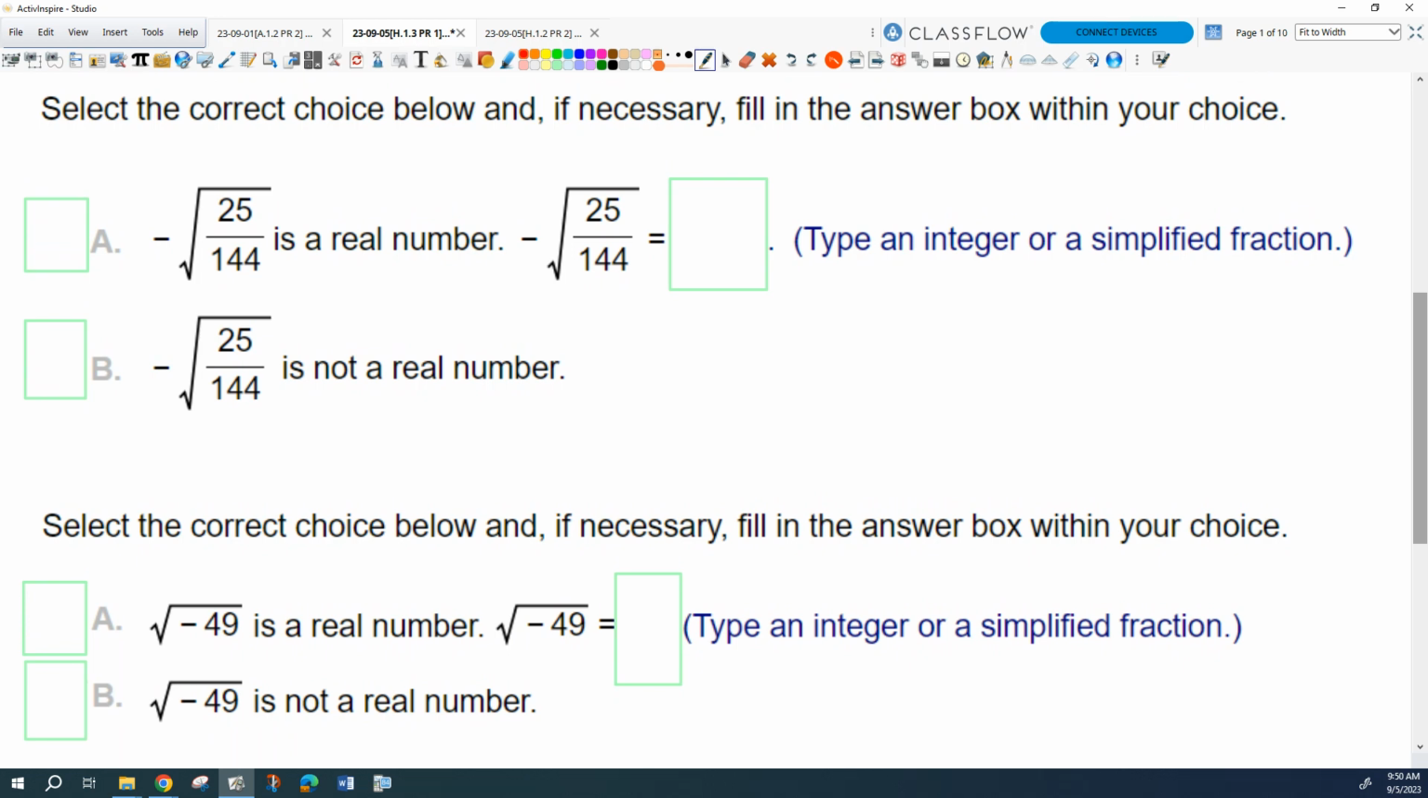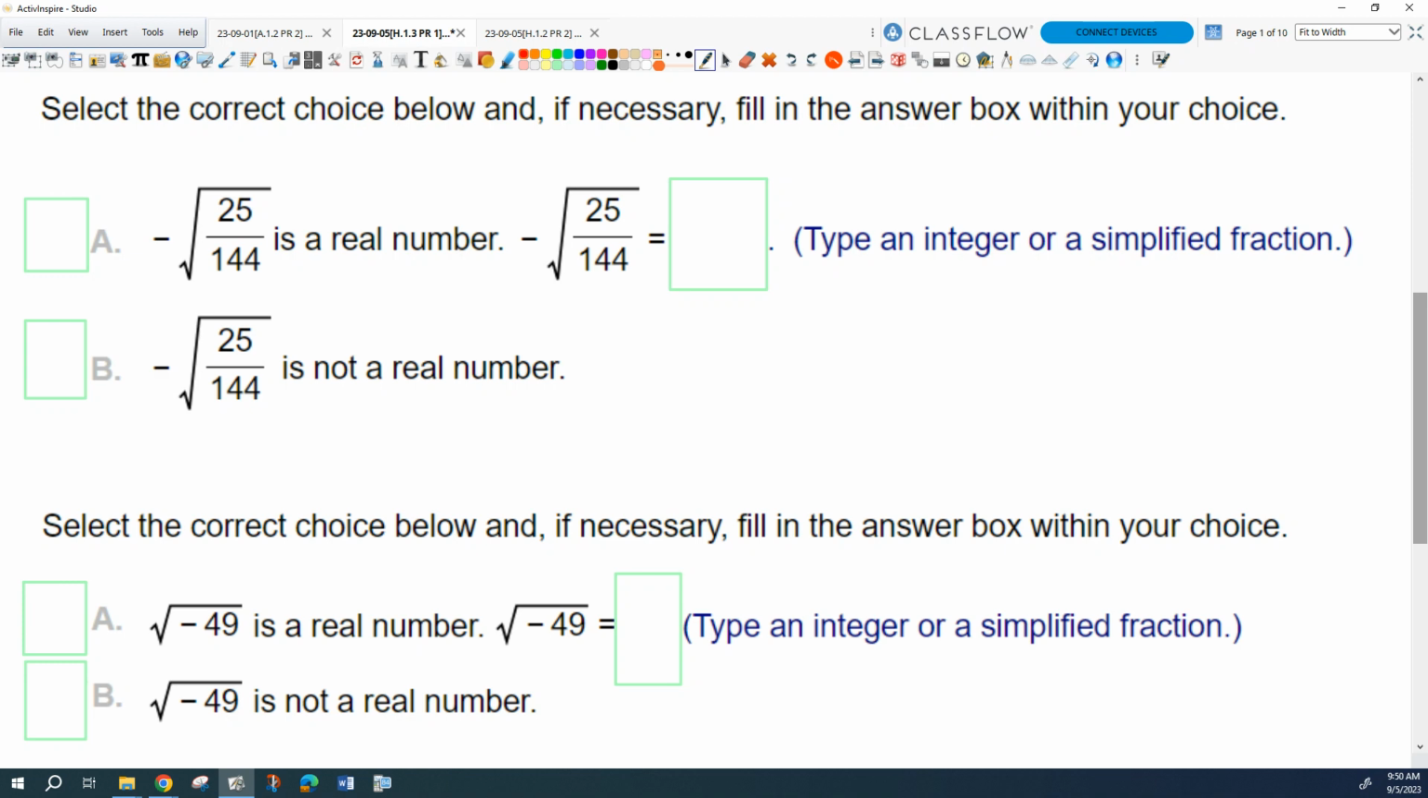Okay, what about this one? Negative the quantity square root of 25/144. First of all, is our answer real or non-real? It's real. Yeah, good. So the negative is out front of the square root, so it's fine. It just stays out front, right?